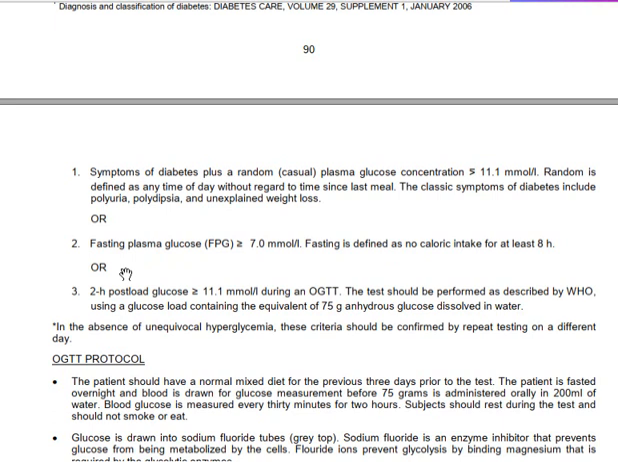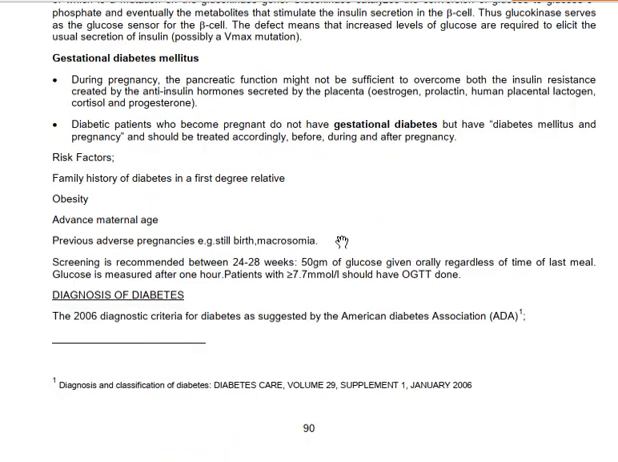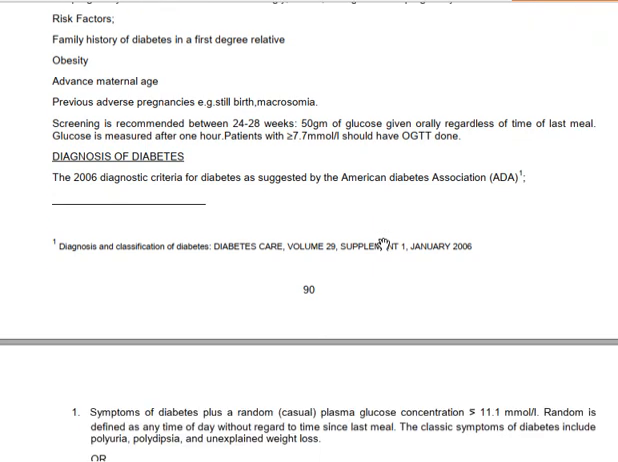So, 2 hours post-load glucose. You can also have a 2 hour post-load glucose, which is done during an oral glucose tolerance test. The test should be performed as described by WHO. In the case of a pregnant woman, you use 50 grams of glucose and then you measure 1 hour later to find if it is going to be greater than 140.